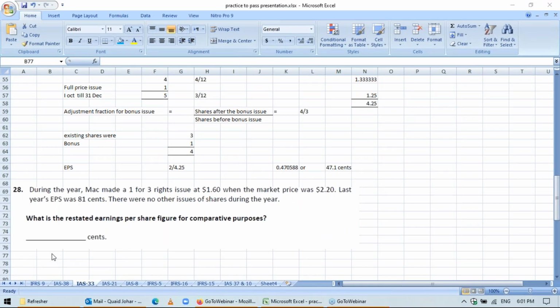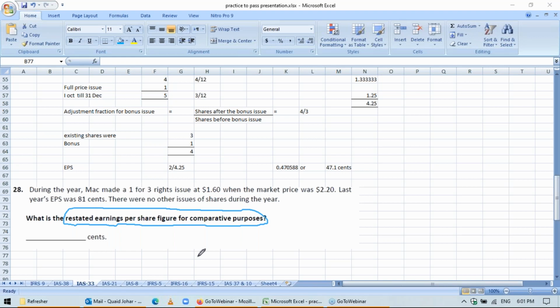So let's start question number 28 on earnings per share. In this question, they are asking for the previous year's earnings per share. What they are asking for is the restated earnings per share figure for comparative purposes, the last year's EPS.